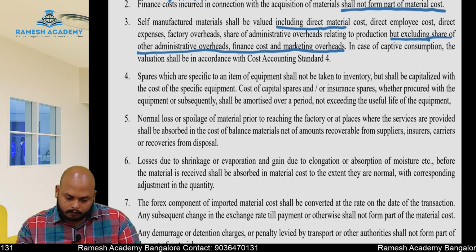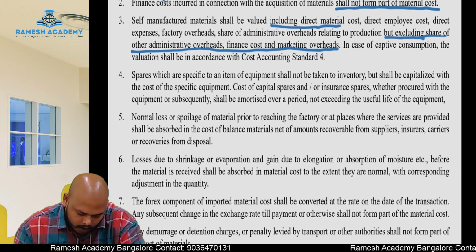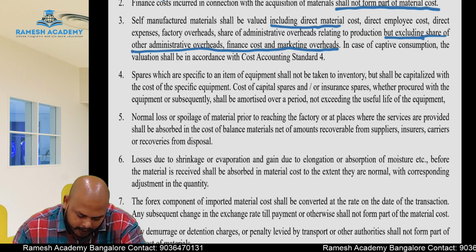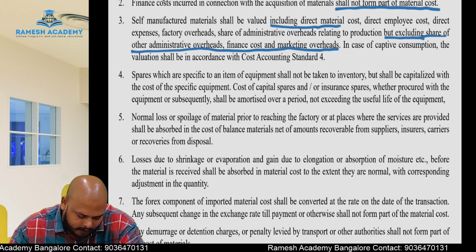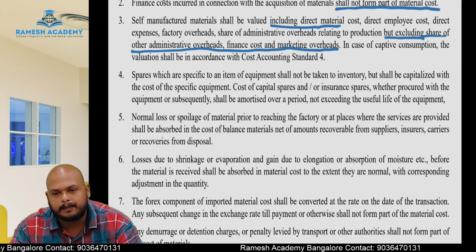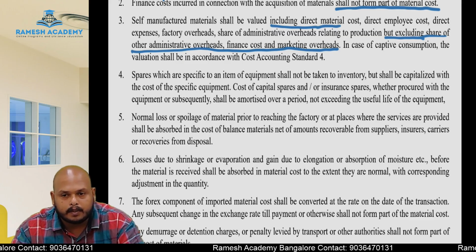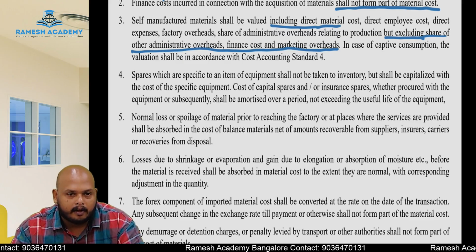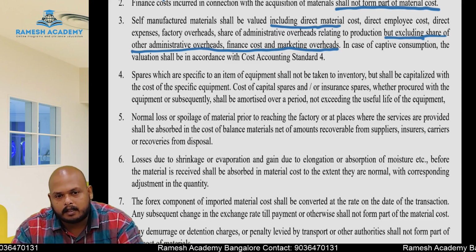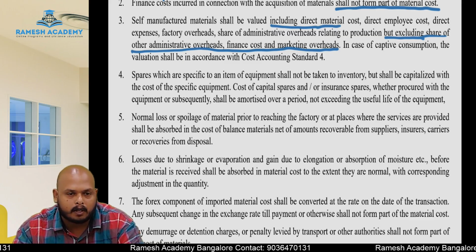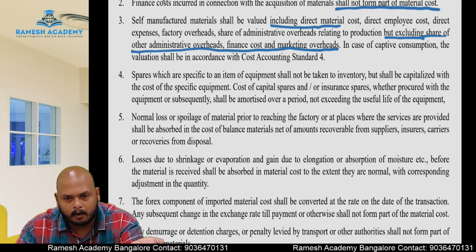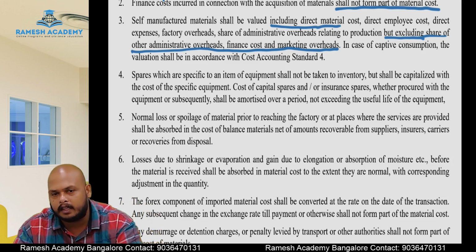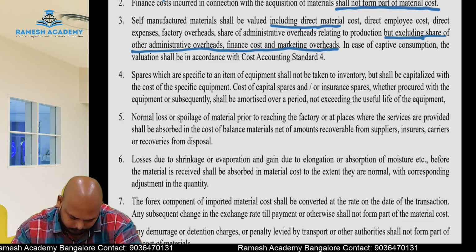Next. Spares which are specific to an item of equipment shall not be taken to inventory but shall be capitalized along with the cost of the specific equipment. Yes, generally spare parts which we use for manufacturing, nana. Generally we use these small spare parts for big machinery equipments. Whatever spare parts we are using for big equipments should not be accounted for as inventory. Instead of accounting them as inventory, we have to capitalize them along with the cost of the equipment, nana.